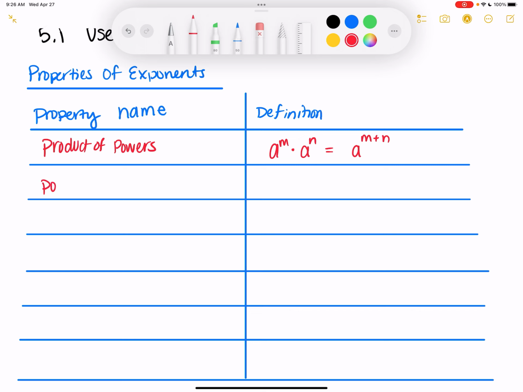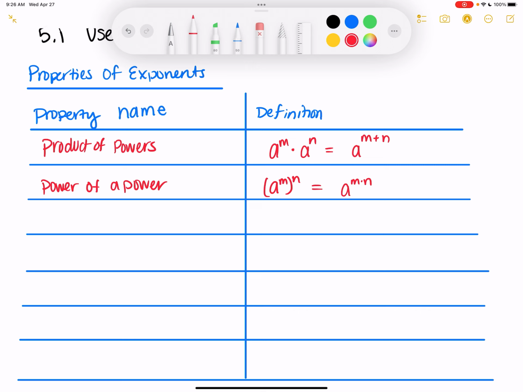Next one is power of a power. This one says that a to the m raised to the n is equal to a to the m times n. So if you raise something with an exponent to an exponent, you multiply the exponents together.